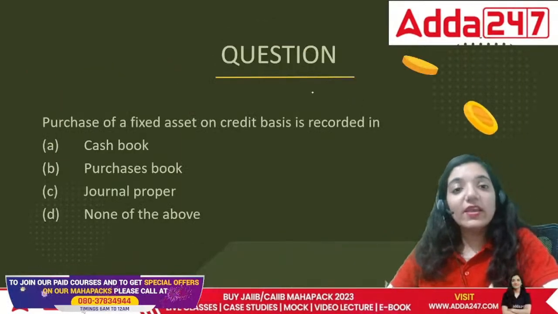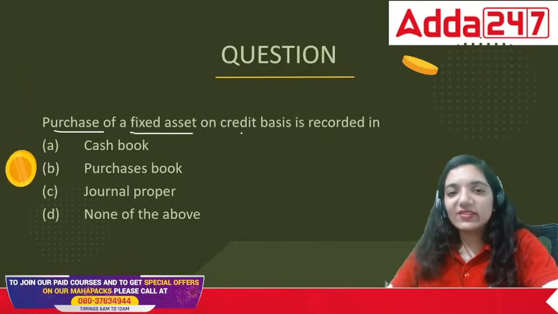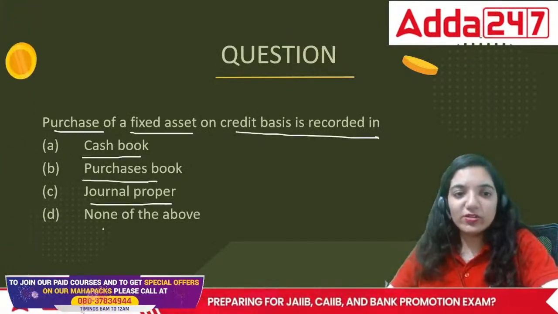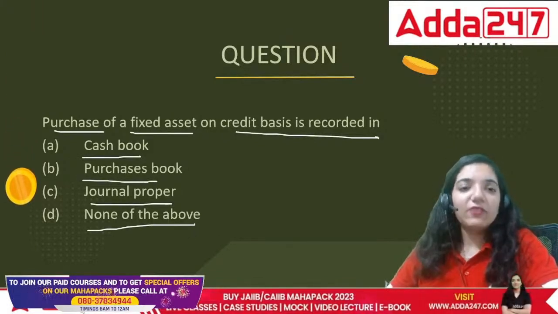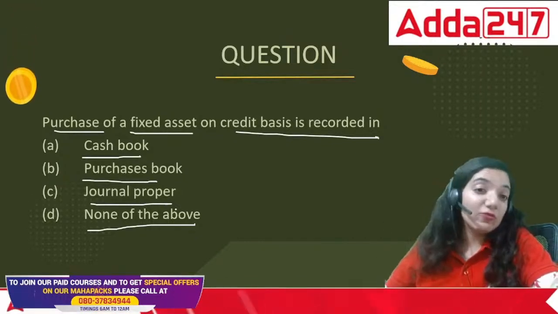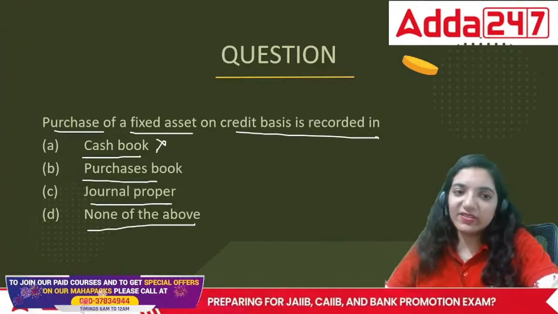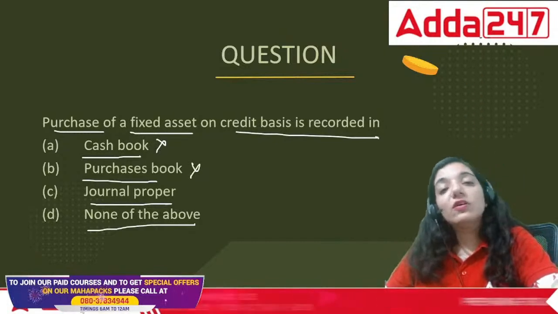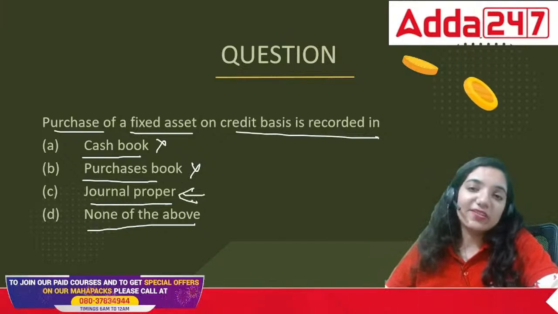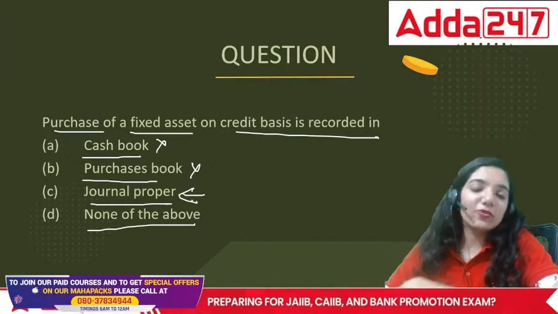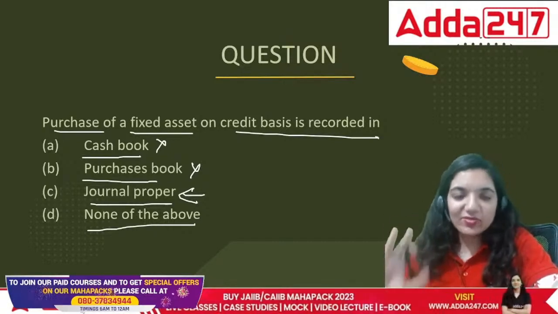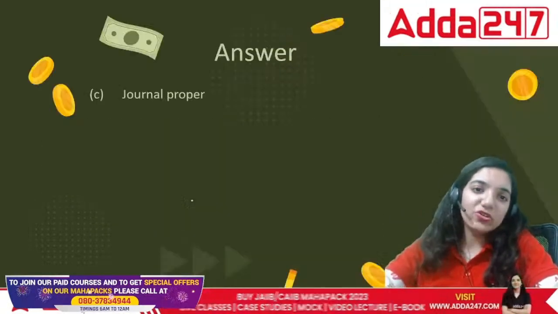Next question. If we purchase a fixed asset on credit basis, is it recorded in cash book, purchase book, journal proper, or none of the above? If we purchase a fixed asset on credit basis, in which subsidiary book will we be putting it? It is not a cash book because there is no movement of cash. There is no goods that we are purchasing. It would go to the journal proper, because journal proper says whatever couldn't be recorded in the other books of accounts, I will take it, I will keep it with me. So in this case the right answer would be the journal proper.